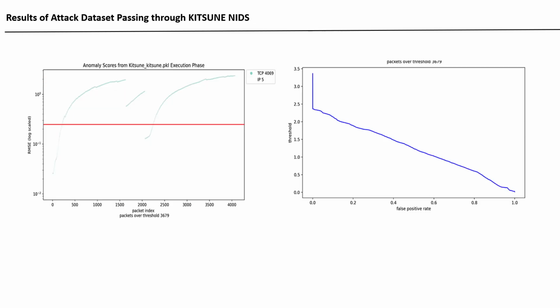drastically. Now, in this graph, we can see that for the attack dataset, the RMSE values are above the threshold value, and the threshold value at which the false positive values start increasing is quite high, which shows the characteristics of an attack dataset.